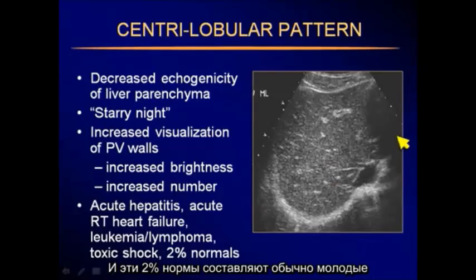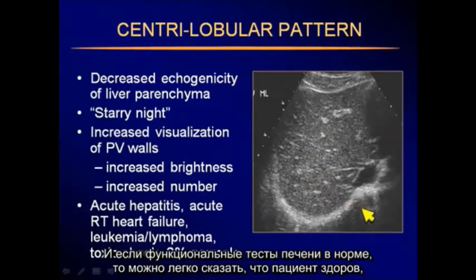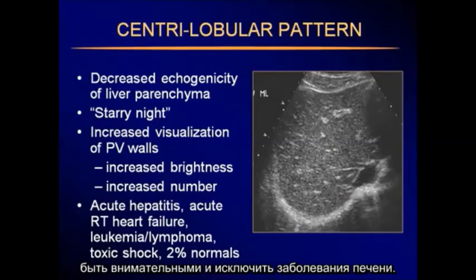The 2% of normals are usually the young, thin adolescents, maybe 15 to 20 years old. They're so easy to scan and see so well that they look abnormal, and that's easy to tell. The patient is healthy, there's no liver function test abnormalities, so those would be normals. Beyond that, we have to be cautious and rule out liver disease.